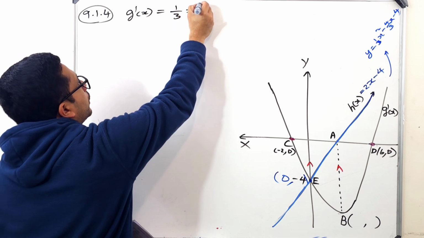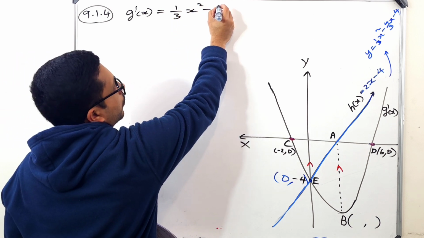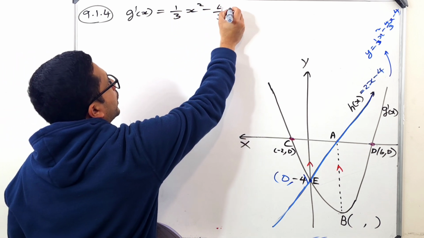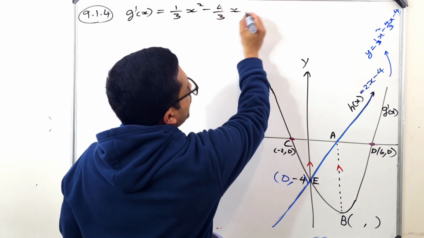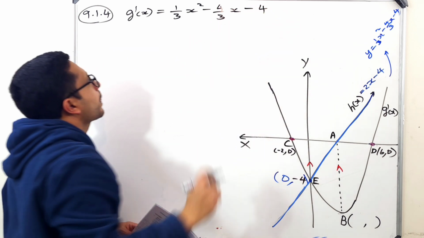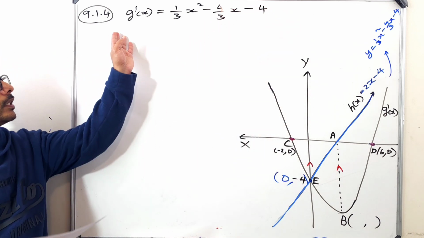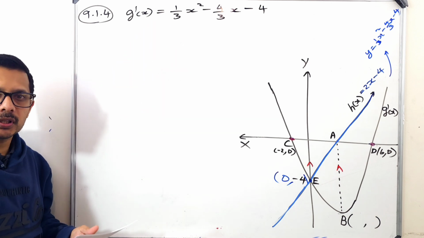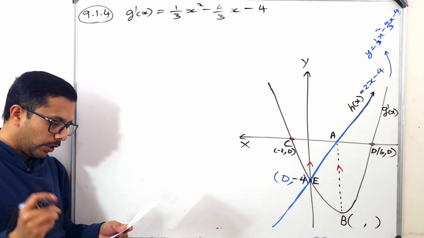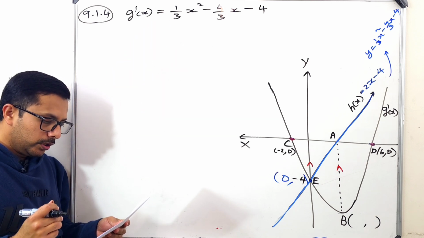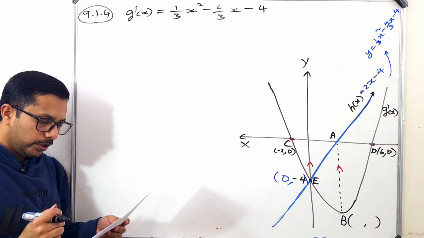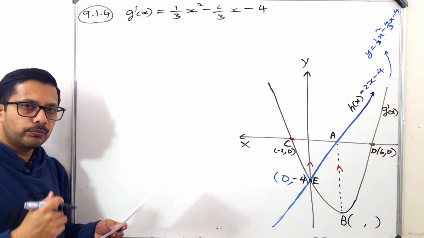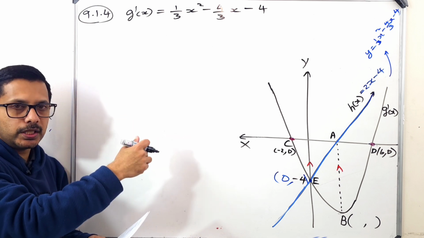1/3 x squared minus 4/3 x, what was that, minus 4. Okay. Now here this is the equation of g dash of x we got. Am I right? Previous question. Okay. Now here what is the question? Write down the x coordinate of the point of inflection of the graph of g, not g dash of x.